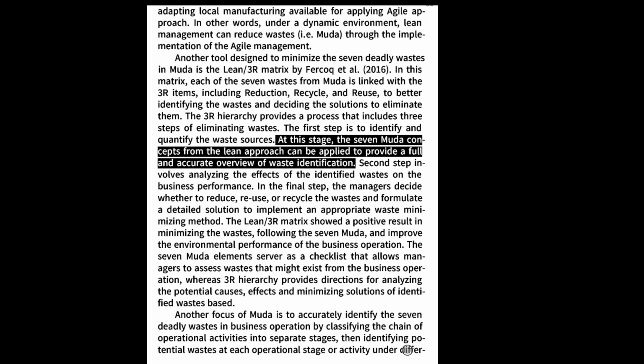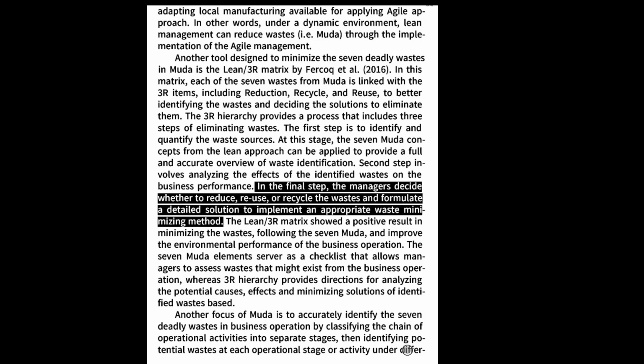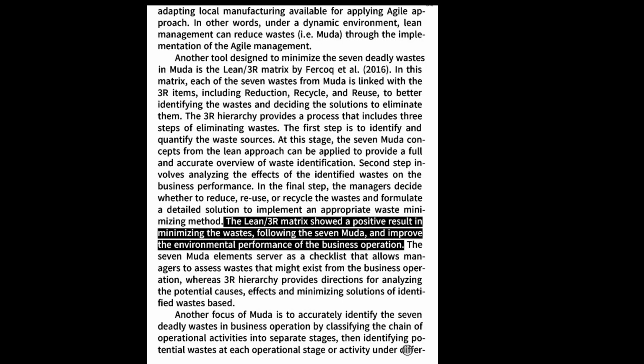At this stage, the 7 Muda concepts from the lean approach can be applied to provide a full and accurate overview of waste identification. The second step involves analyzing the effects of the identified wastes on the business performance. In the final step, the managers decide whether to reduce, reuse, or recycle the wastes and formulate a detailed solution to implement an appropriate waste minimizing method. The Lean 3R matrix showed a positive result in minimizing the wastes, following the 7 Muda, and improving the environmental performance of the business operation.